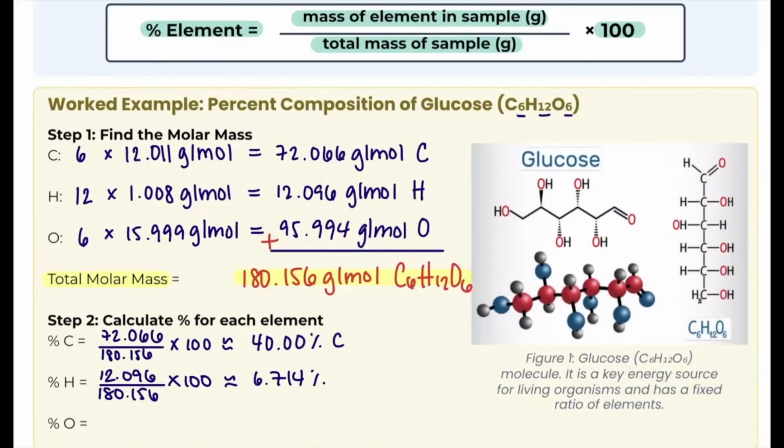For oxygen, the same. So we're going to take the total mass of oxygen, which is 95.994 grams per mole, divided by the total molar mass, which is 180.156, multiplied by 100, and you end up getting about 53.28%. Now, if you add them all up, you'll see that you get a number that's very close to 100%, which tells us that we did something right.